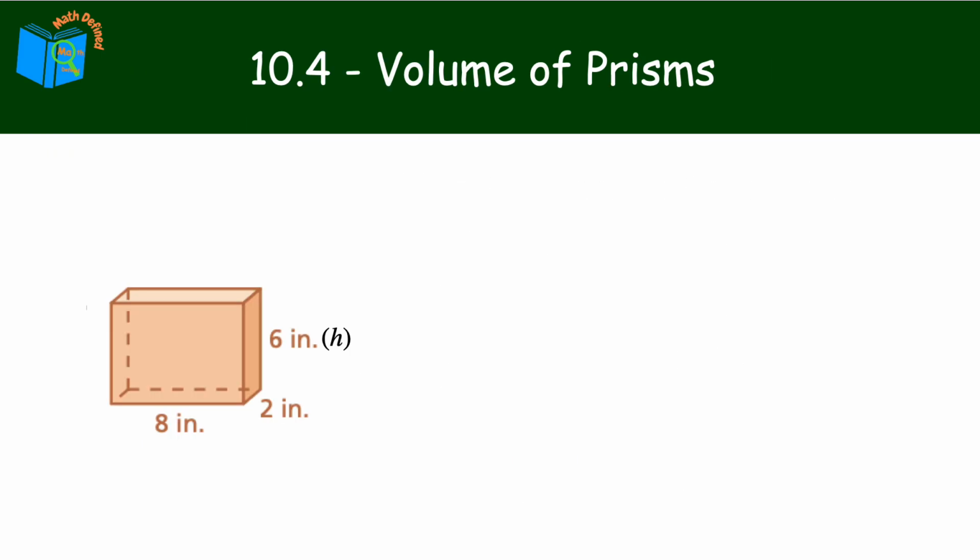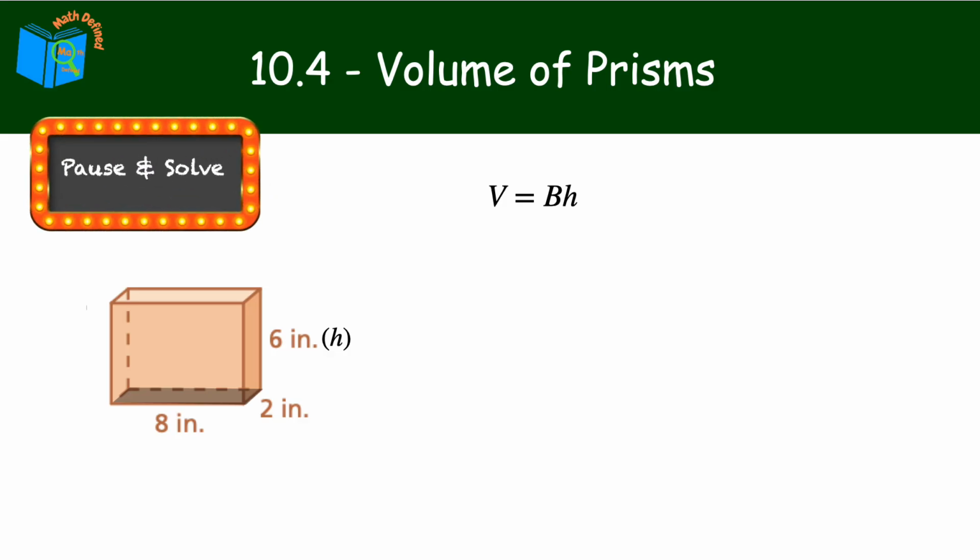Now let's switch gears to volume. Volume tells us how much space is inside a solid. The formula is area of the base times the height of the solid. We'll use this bottom rectangle as the base for this rectangular prism. Now it's your turn. Pause and solve.